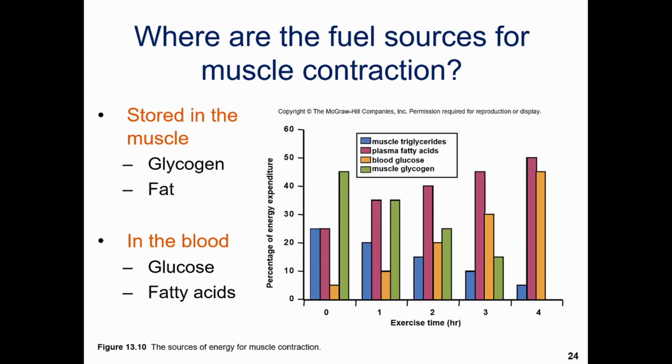There's a few areas that we can pull from when it comes to using fuel sources. We can pull from the muscles. We can also pull from the blood. And in both muscle and blood, we can break down two different fuel sources for each that are going to be lipid-based and carbohydrate-based. So if we look at what's stored in the muscle, we have glycogen, which is a complex carbohydrate, and fat, which would be a lipid.